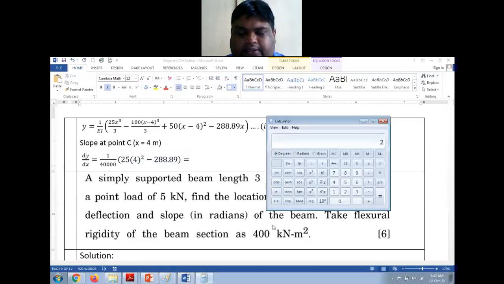Let us calculate this. 25 into 4 square is 16 minus 288.89 divided by 40,000. So the slope is 0.00278 radians. If you want, you can convert this into degree also, but in most of the books I have seen they have just kept it in radians. So it is up to you what you want to do. You can keep it in radians or degree.